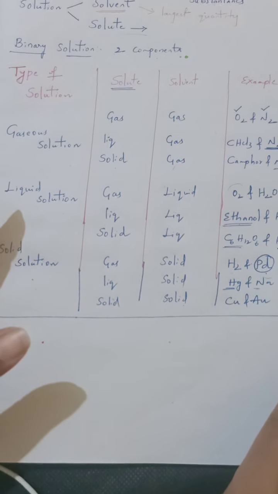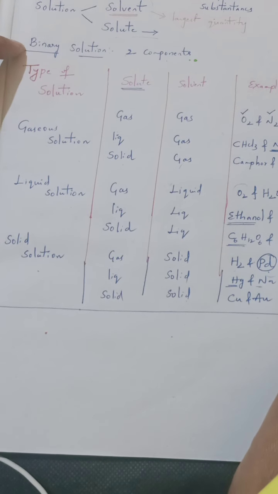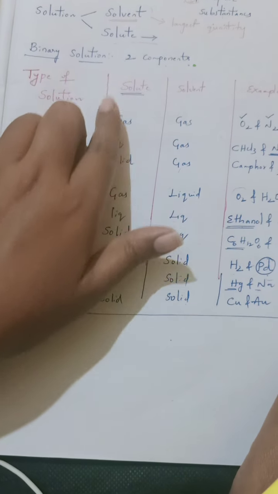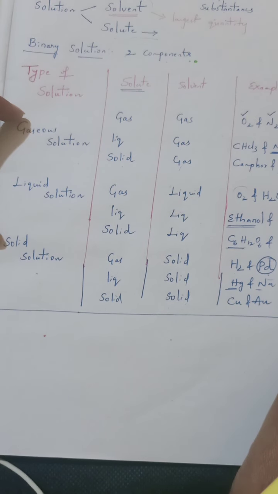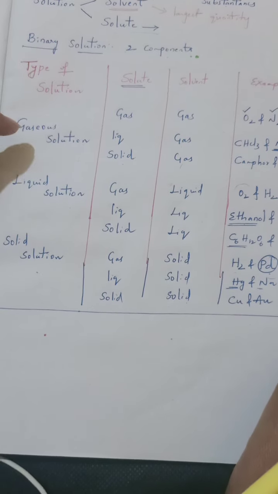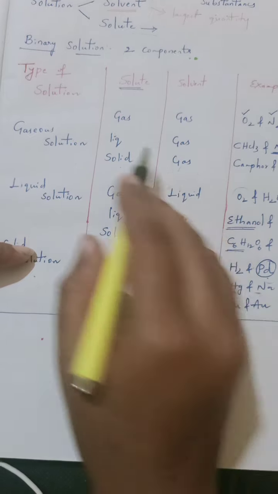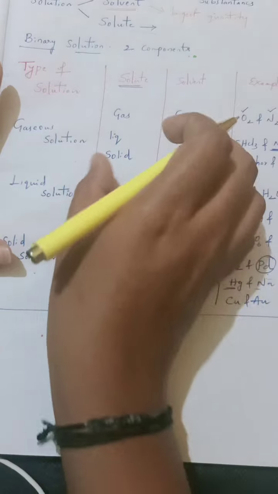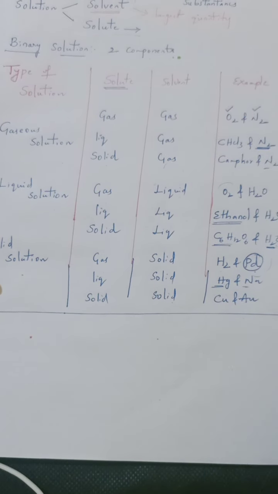So that is about the different types of solutions. Especially, which solutions are we studying? Binary solutions. These binary solutions contain only two components. In that, one is solute, the other is solvent. So totally three types of binary solutions are present in nature, that is gaseous, liquid and solid solution. In these three solutions, the nature of the solvent remains constant. Only the nature of the solute changes. So these are the different types of binary solutions and their examples. Now we'll see the next topic.